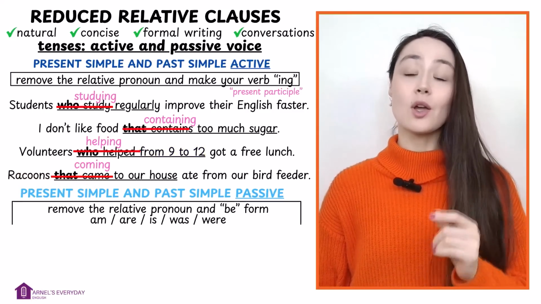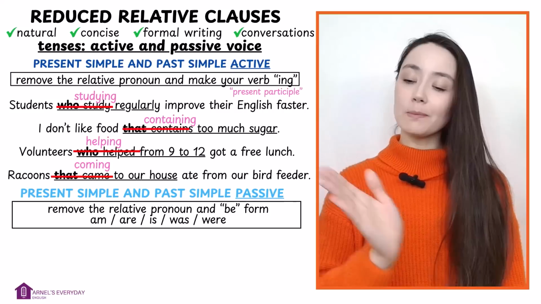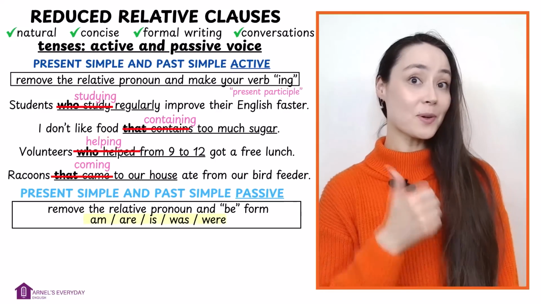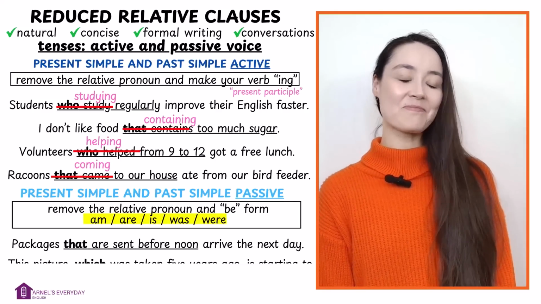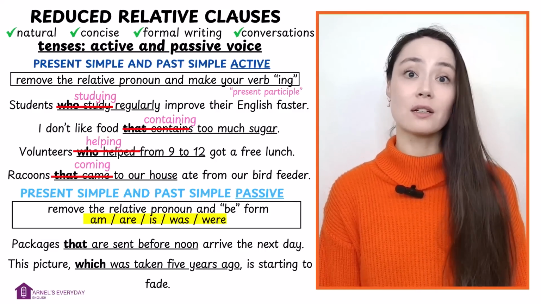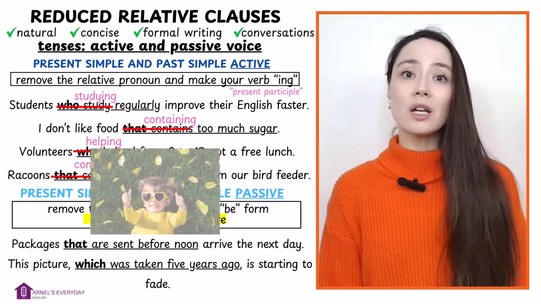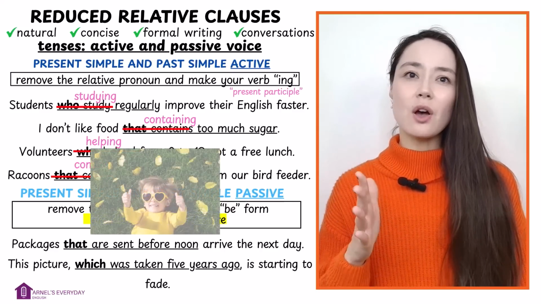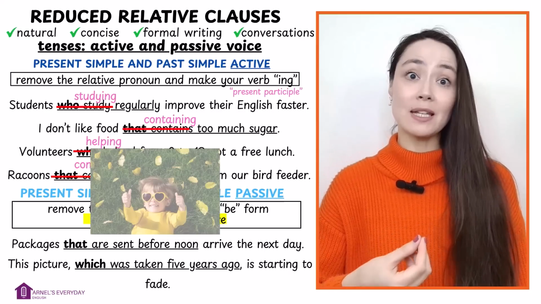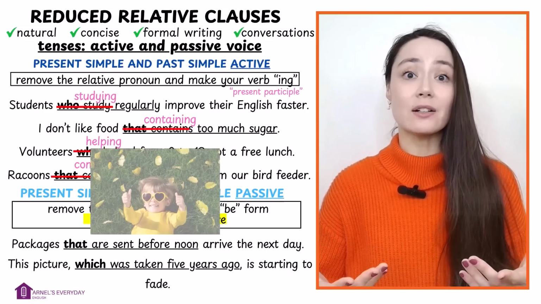Passive voice. Reduction rule: remove the relative pronoun and the be form. Remember the be forms? Packages that are sent before noon arrive the next day. This picture, which was taken 5 years ago, is starting to fade. And the verb fade means becomes less clear.